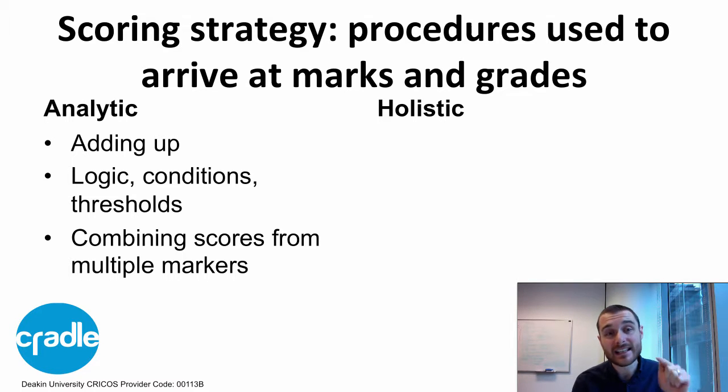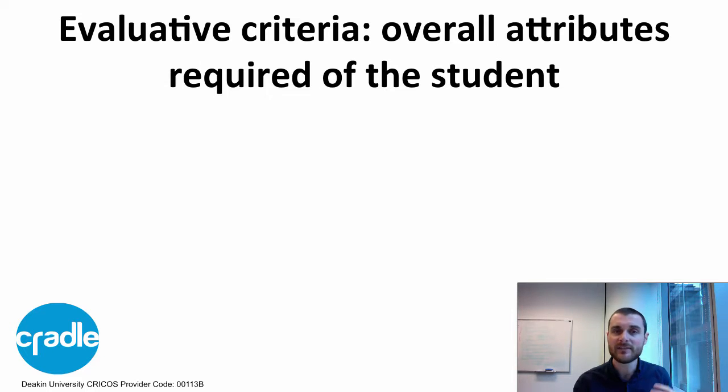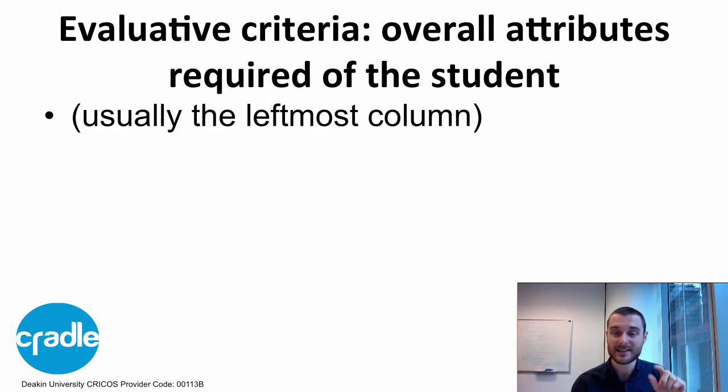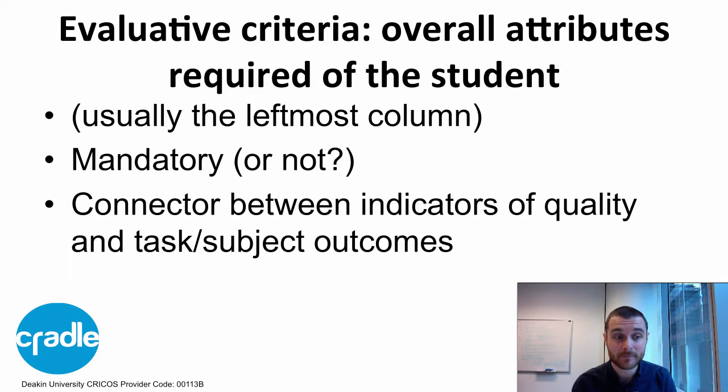You can also use holistic scoring strategies. And with those, the assessor uses all of the information to make a single overall judgment about quality. The evaluative criteria, the overall attributes required of the student. That's usually this stuff on the left column. That might be mandatory, it might not be. I've done rubrics before where I haven't had evaluative criteria. I now think that was probably a mistake.